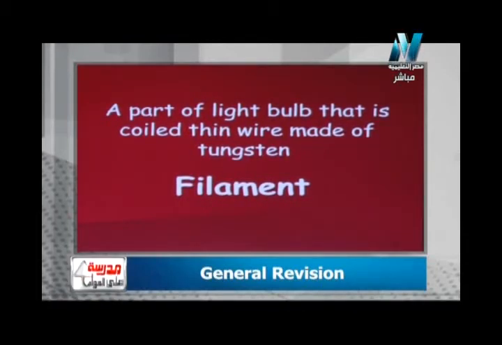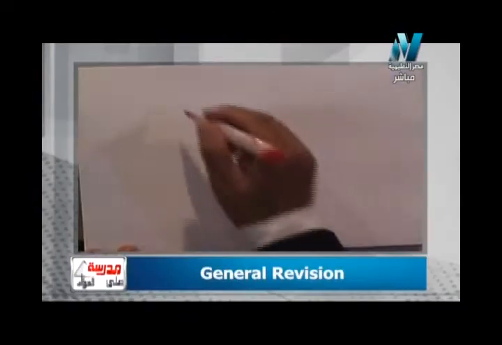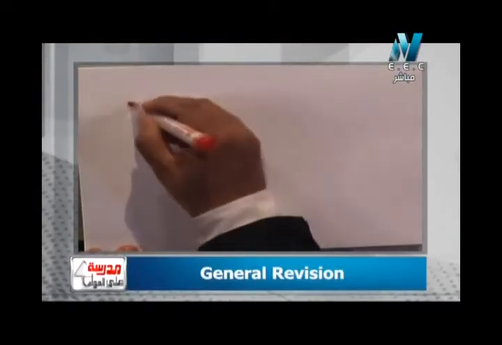So it's a very important give reason question. Let me write this question. The question says: give reason, the filament of the light bulb is made of tungsten.